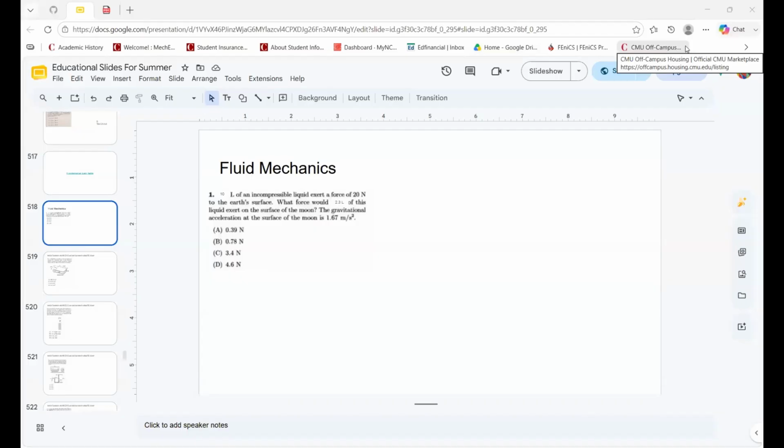10 liters of incompressible liquid exerts a force of 20 newtons on the Earth's surface, which implies 9.8. What force would 2.3 liters of this liquid exert on the surface of the moon? The gravity, okay, so 2.3 liters.